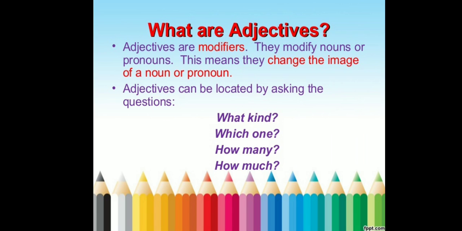Dear children, let us take one example. Ramu is a good boy. Here the word good modifies the noun. It adds extra information to the noun that is boy. Boy is a common noun. Here, how is Ramu? Ramu is a good boy.